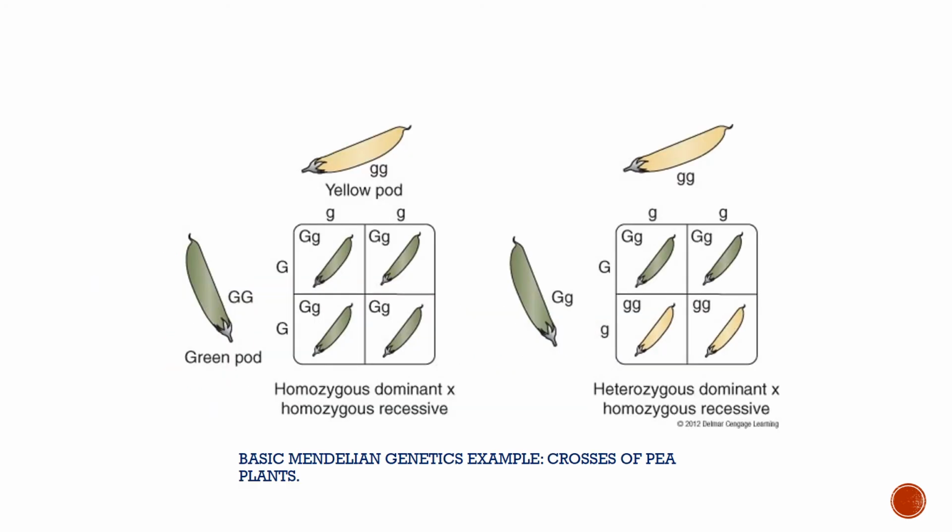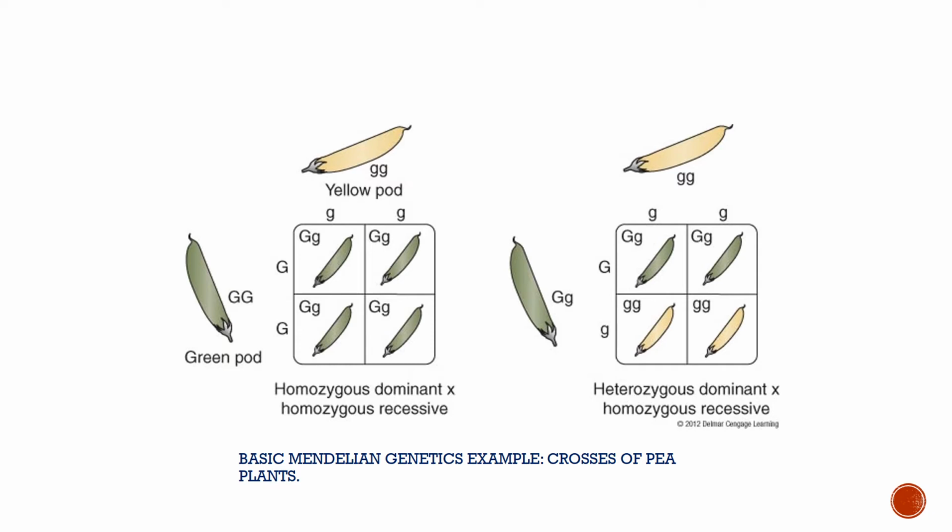I'm sure you've seen this. This is the cross of those pea plants. We have the homozygous versus the heterozygous. You can see here the homozygous dominant crossed with the homozygous recessive. When we do that, what are we going to get? We're going to get that F1 generation, with the green pod. But when we cross the heterozygous dominant by the homozygous recessive, we're going to get two and two.